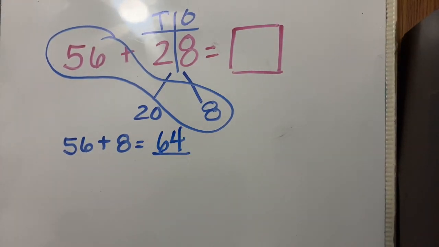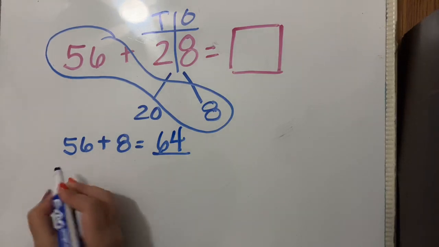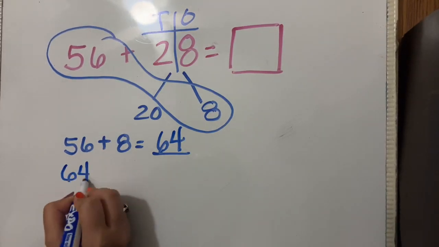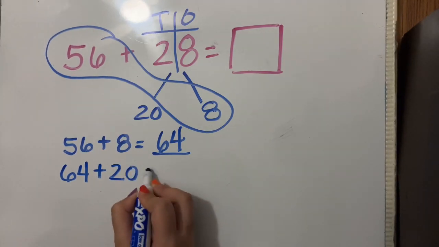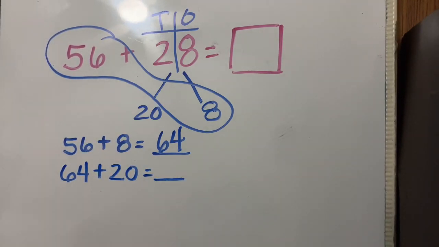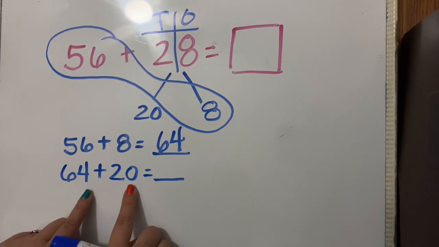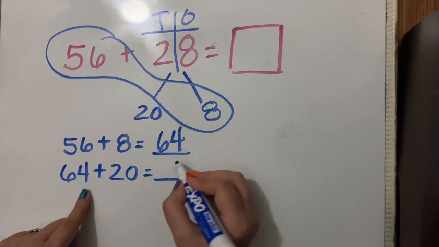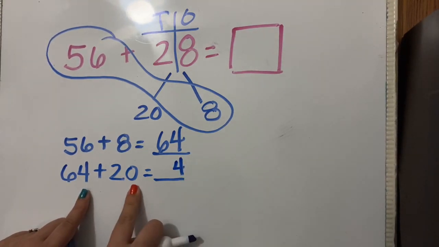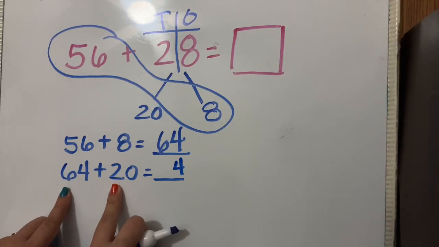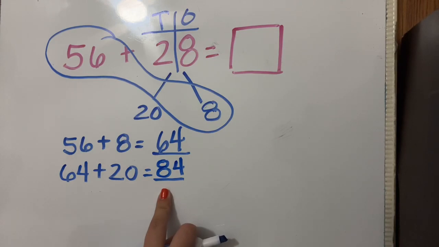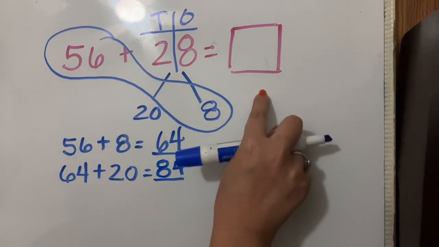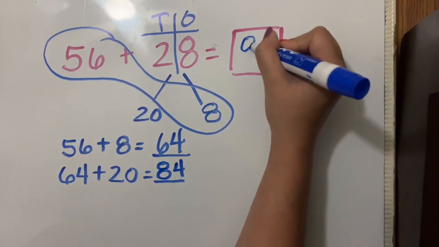And what number do I have left? I have 20 left. So I'm going to take 64, bring it down, plus 20, which is left out, equals something. Okay, well, 4 plus 0 is 4, my ones place. And now 6 plus 2 is 8. So my answer is 84. So that's going to go into my box for my total.